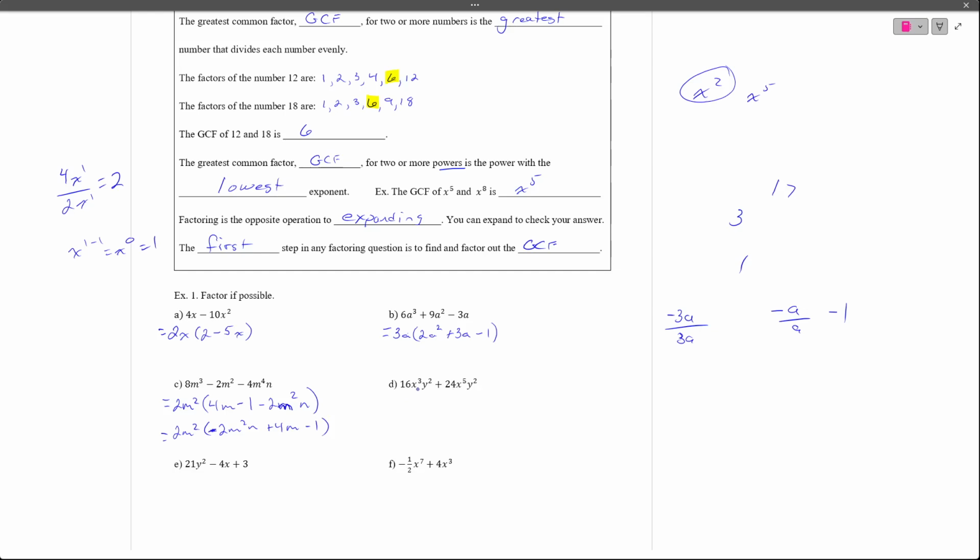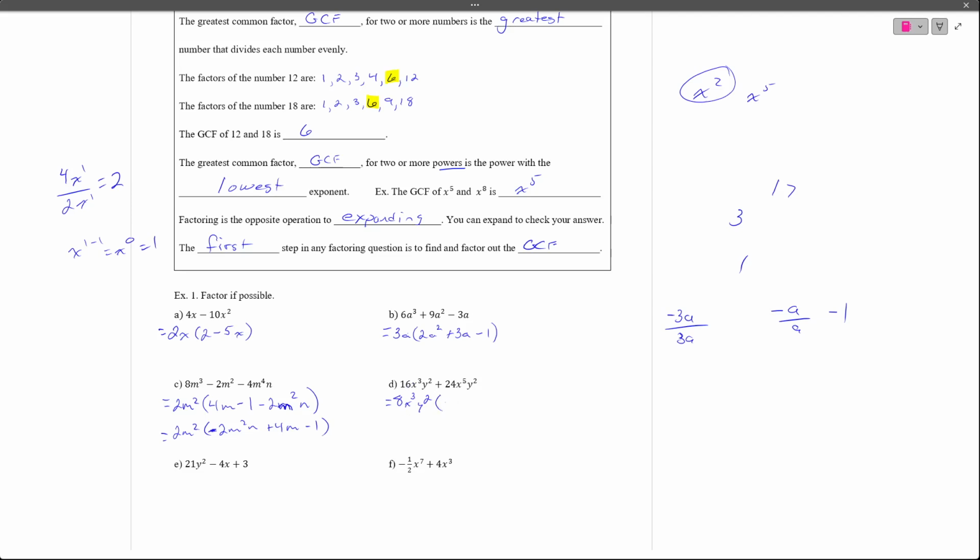16 x cubed y squared plus 24 x to the 5th y squared. What's our greatest common factor? Well, not 16. It looks like it's going to be 8. 8 divides both of those evenly, and it's pretty big. So, in fact, it's the biggest number we can work with. So 8, what about our x's? The smallest x power is x to the power of 3. What about our y's? That's a y squared. Okay. Now we divide each term.